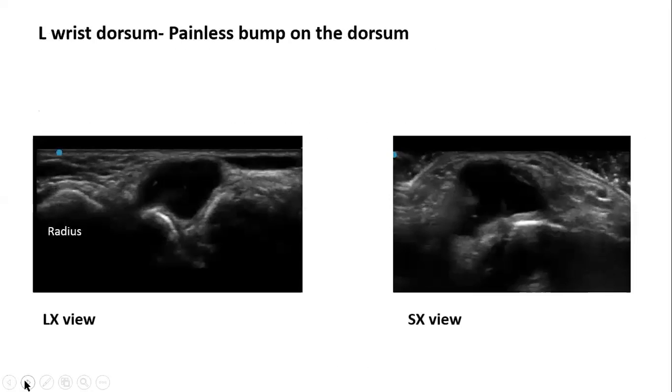All right, so now we go to the wrist. So this is a cystic mass on the dorsum of the wrist. This is long axis view. This is short axis view. And you can see the cystic mass. This is radius. This is proximal carpal, distal carpal. And this is right over this area. So what is it?